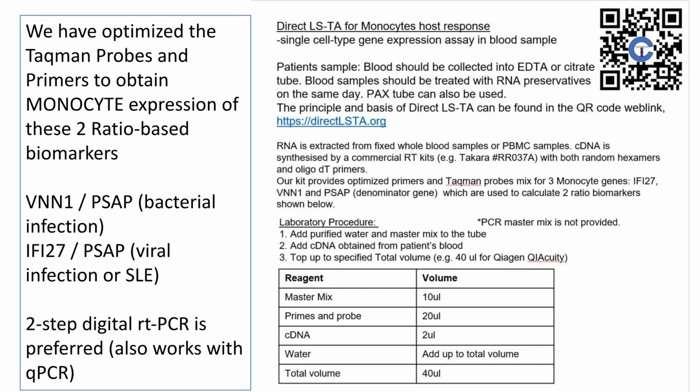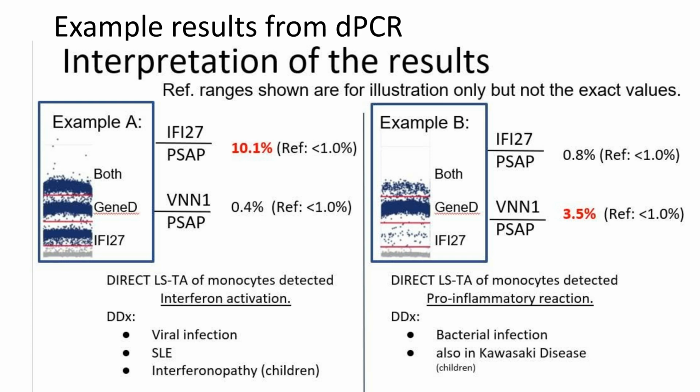We have optimized TaqMan probes and primers to measure monocyte expression of two ratio-based biomarkers: VNN1 to PSAP for bacterial infection, and IFI27 to PSAP for viral infection, or SLE. While two-step digital RT-PCR is preferred, this method also works with qPCR. Here are example results from dPCR.